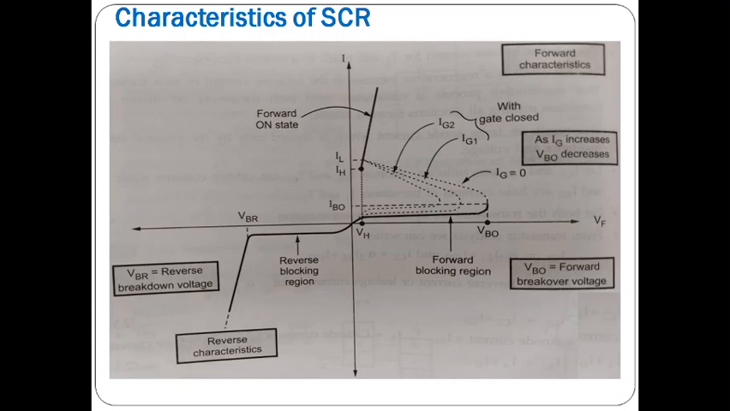When the SCR is turned on from the off state, the resulting forward current is called the latching current IL. You can observe it here. Latching current is the minimum current flowing from anode to cathode when the SCR goes from the off state to the on state and remains in the on state even after the gate bias is removed. Once it is triggered, we can remove the gate bias. Then the current flowing from anode to cathode is nothing but the latching current.